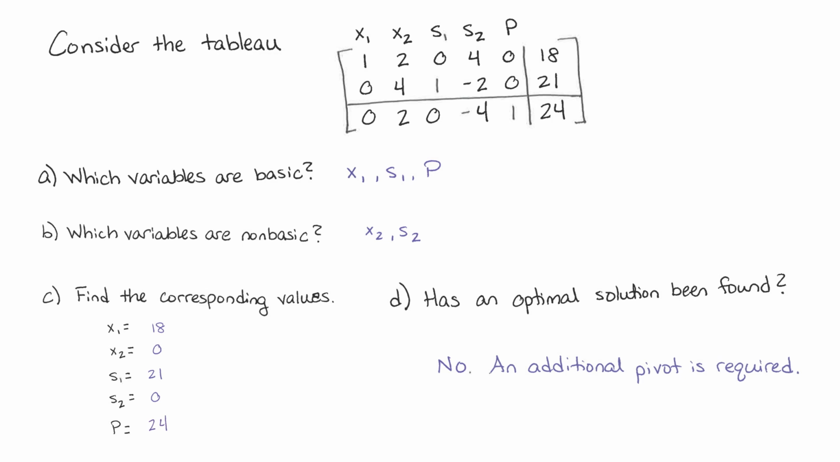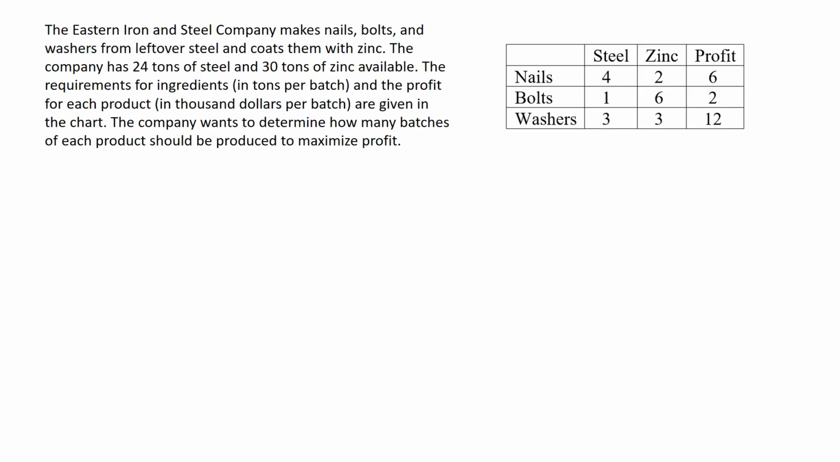So let's apply this to a word problem. The Eastern Iron and Steel Company makes nails, bolts, and washers from leftover steel and coats them with zinc. The company has 24 tons of steel and 30 tons of zinc available. The requirements for ingredients in tons per batch and the profit for each product in $1,000 per batch are given in the chart. The company wants to determine how many batches of each product should be produced to maximize profit.